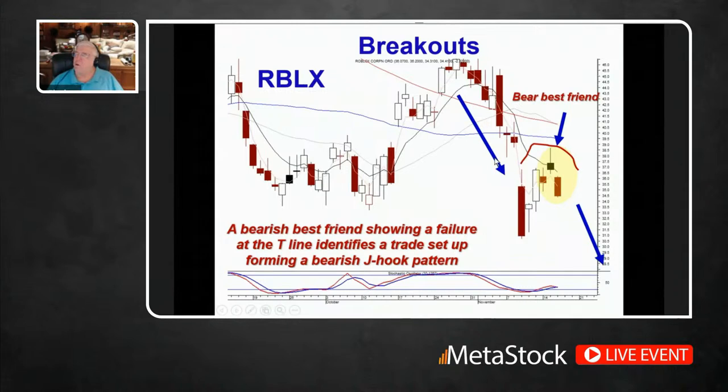We recommended going short on Roblox today, because look where the doji occurred, right here on the T-line. If it opened lower today, what was that telling us? We've got a bearish J-hook pattern. That weakness now can make this wave right here the same magnitude as this wave right here.